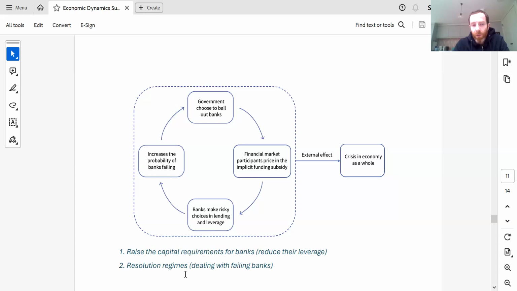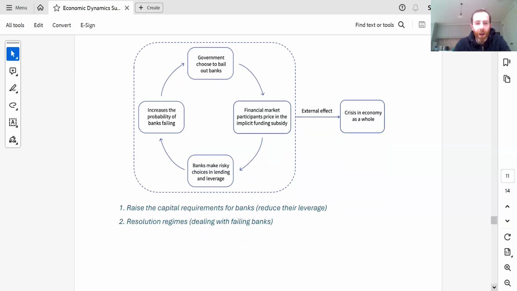Second step you can take, what we refer to as resolution regimes. So if banks do fail, we try and make it so that they fail in a way which is not going to damage the rest of the economy. So things like making it so that the first people who suffer are the shareholders of the bank, right? That they don't get any dividends, or they are going to have to take a cut on any money that they're expecting. So resolution regimes are just a way of making sure that banks can fail in a way that does not then have knock-on effects on the financial market, and therefore doesn't have effects on the wider economy.